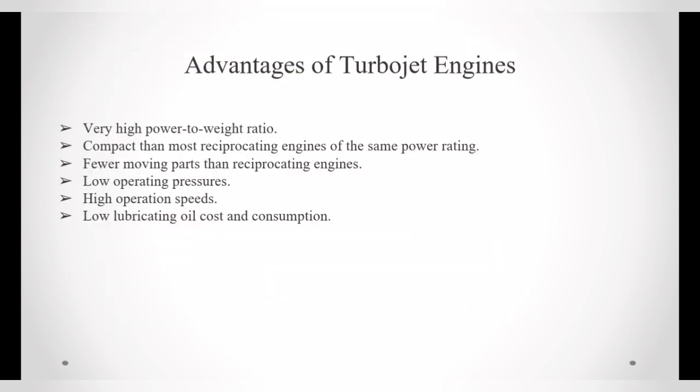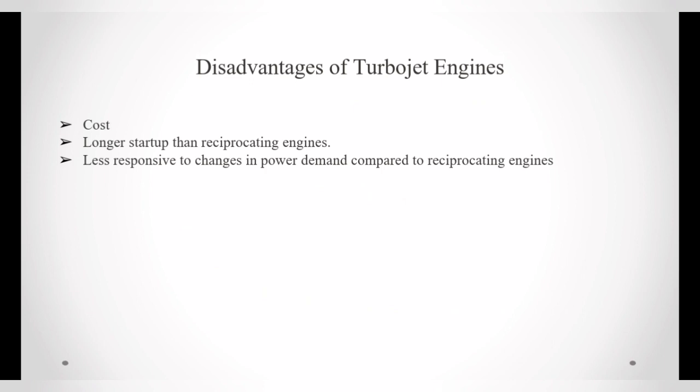Advantages of turbojet engines: very high power to weight ratio, more compact than most reciprocating engines of the same power rating, fewer moving parts than reciprocating engines, low operating pressures, high operation speeds, low lubricating oil cost and consumption. And the disadvantages: cost, longer startup than reciprocating engines, less responsive to changes in power demand compared to reciprocating engines.